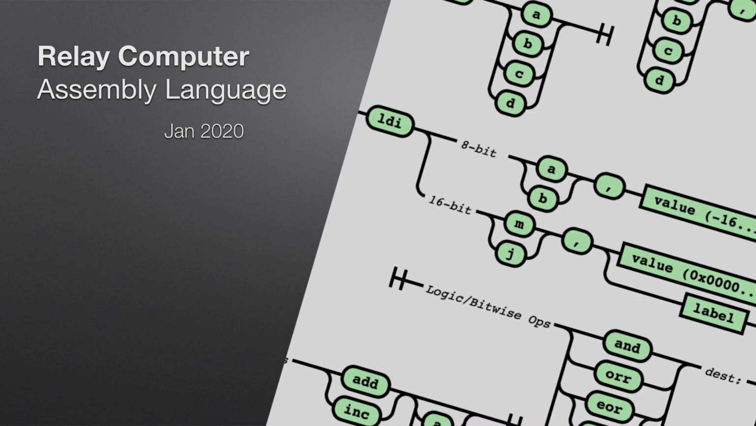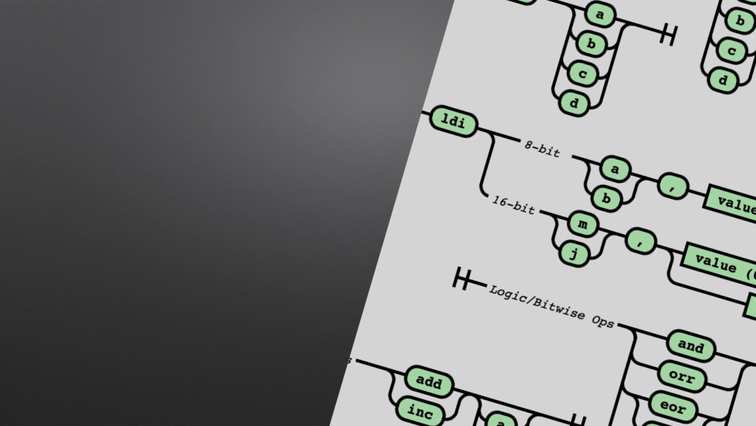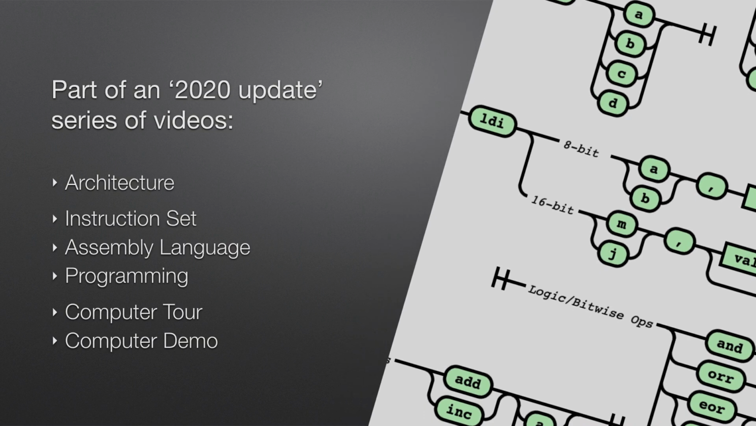This is a video covering an assembly language that can be used with my Relay computer. It forms part of a 2020 update series of videos. This is the third in the series. The first one looked at the architecture of my Relay computer, and then that was followed by a look at the instruction set. This video continues on looking at an assembly language that makes it easy to program the computer. Next time we'll look at an example of programming the computer, and then I'll move on to a tour of the computer followed by a demo.